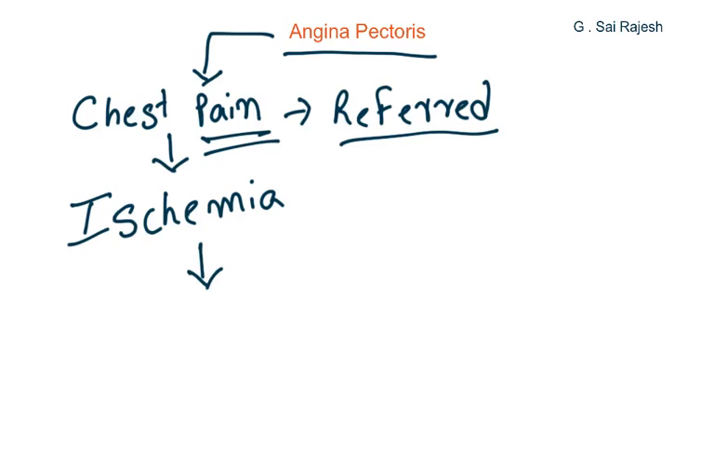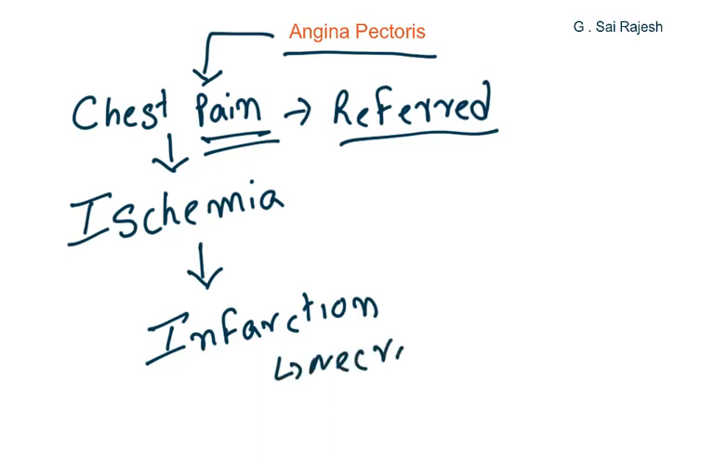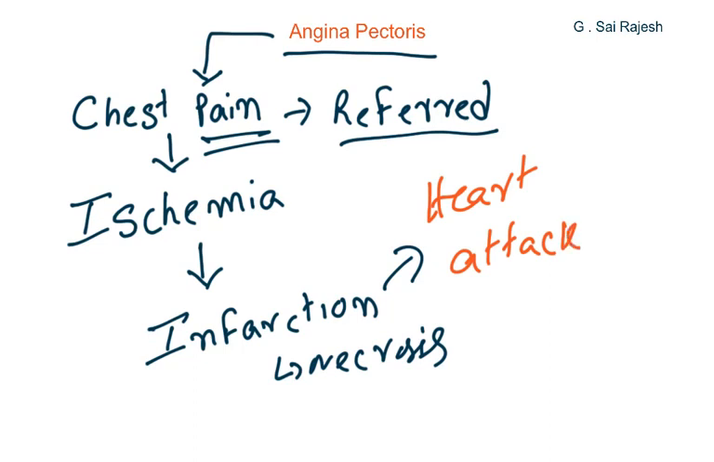If this continues, it results in myocardial infarction. Infarction means complete loss of blood supply that results in necrosis. If myocardial necrosis occurs, that results in heart attack. The pathophysiology of angina pectoris and the brief drug classes used to treat it we have seen in the last class. Today we will see the treatment of angina pectoris in detail.